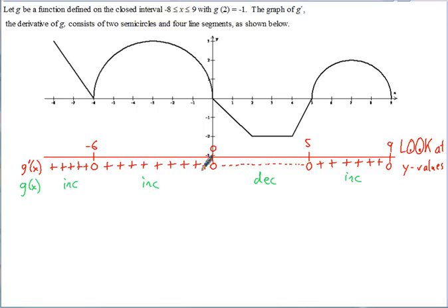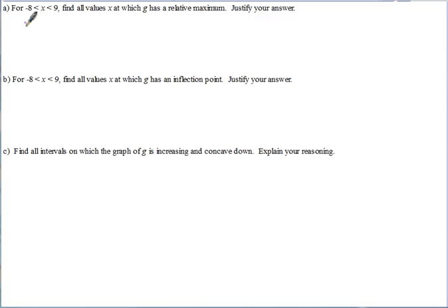At 0, the first derivative changes from positive to negative. It goes from increasing to decreasing, so that's a relative max. And at 5, the first derivative changes from negative to positive, so it's going from decreasing to increasing, so that's a relative minimum. So we're just out of relative maximums here, which occurs at 0. So now we can write, g has a relative maximum at x equals 0.